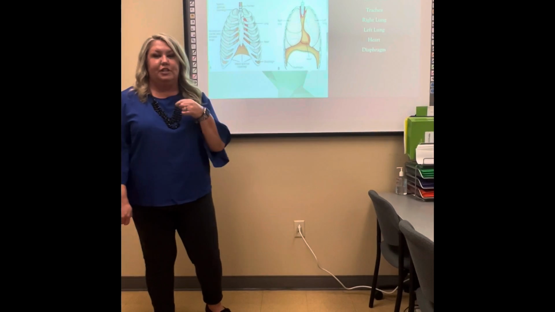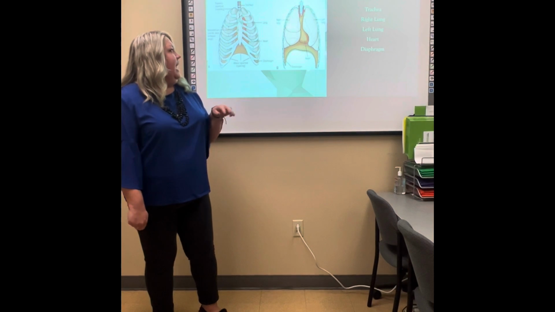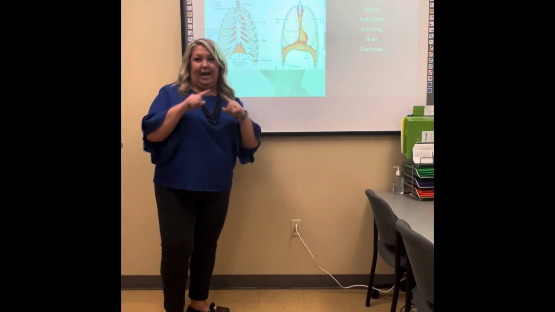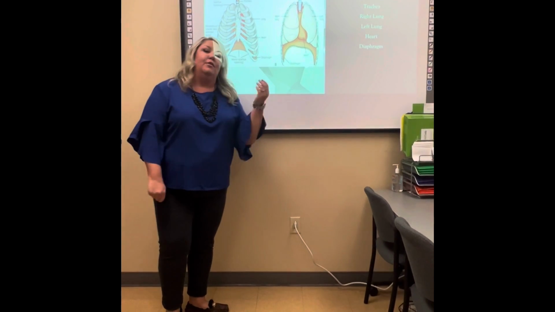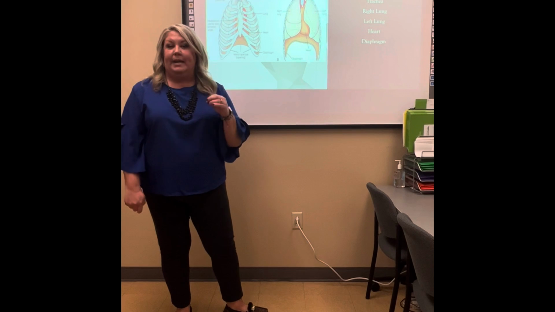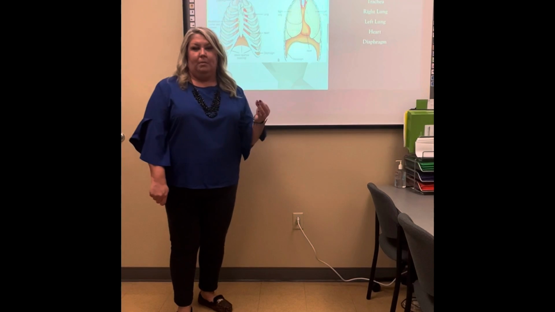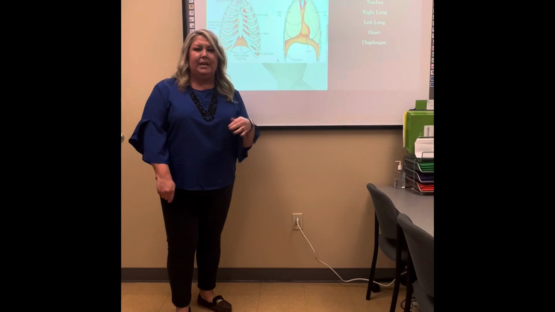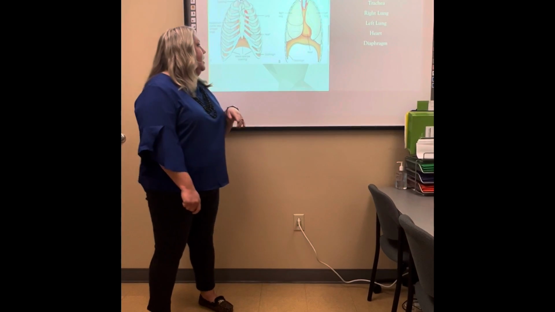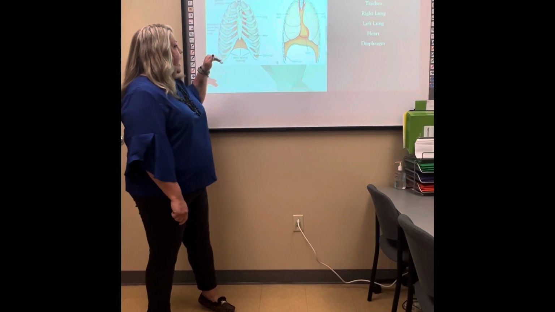It's made out of cartilaginous rings, and it'll come down to about the level of T4, and then it bifurcates or divides into two different bronchi, the right and left. The right bronchus will be something that we need to pay attention to because that's where foreign bodies can be lodged, because the right bronchus is shorter and wider than the left. So the bronchi are going to bring the air into the lungs.